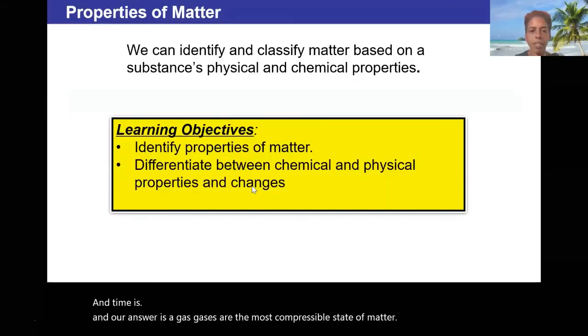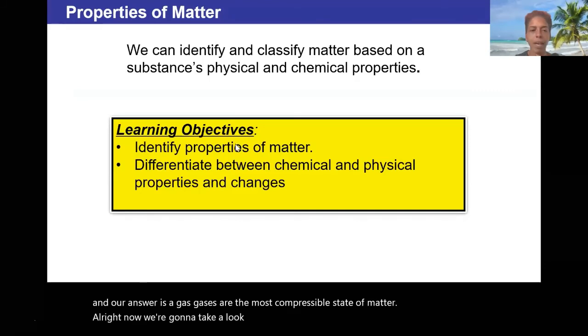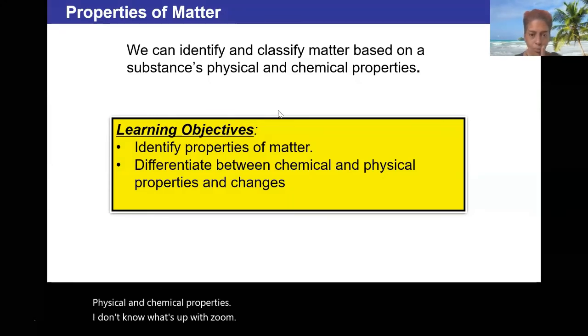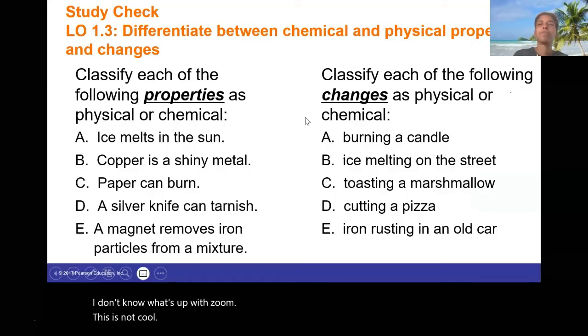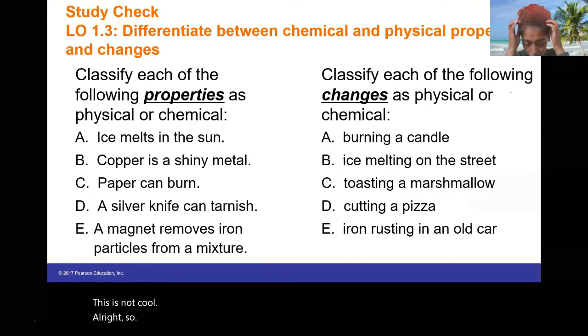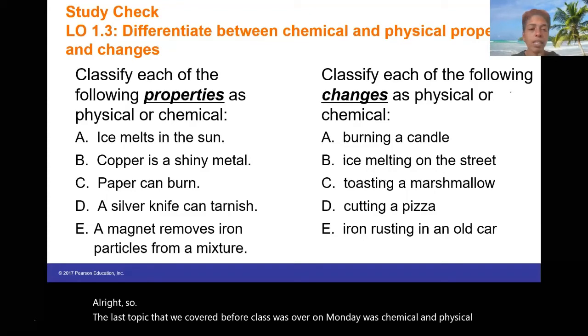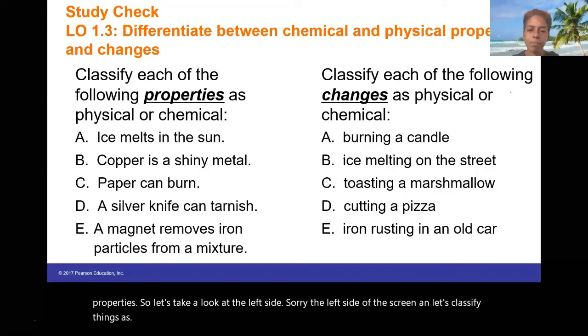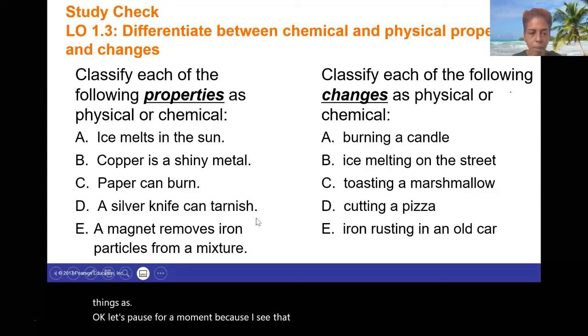All right, now we're going to take a look at identifying and classifying matter based on their physical and chemical properties. I don't know what's up with Zoom. This is not cool. All right, so the last topic that we covered before class was over on Monday was chemical and physical properties. So let's take a look at the left side of the screen, and let's classify things. Okay, let's pause for a moment because I see that there are questions about the last slide.